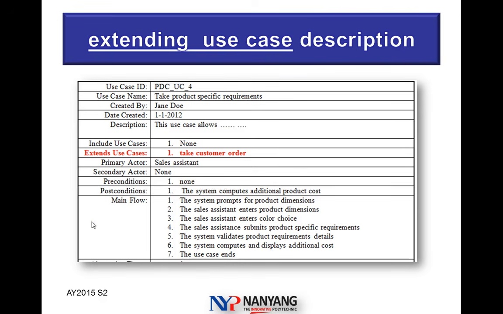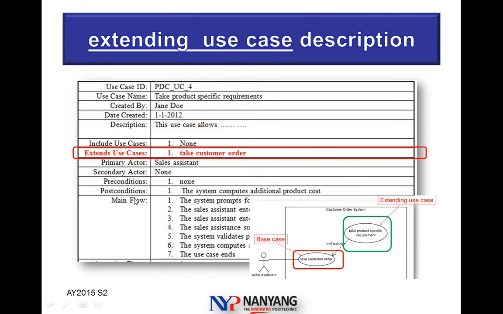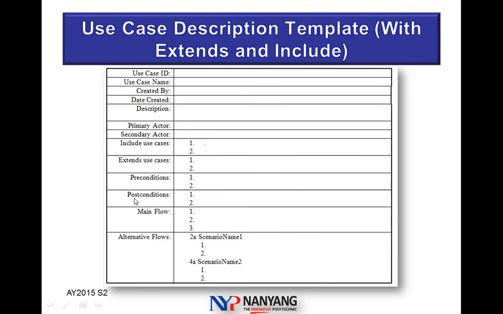Then when we are writing the extending use case, in this case the take product specific requirement use case, we might put which use case it extends. It extends the take customer order use case. So if you include the extend and the include use case headers, this is what the complete use case description might look like.